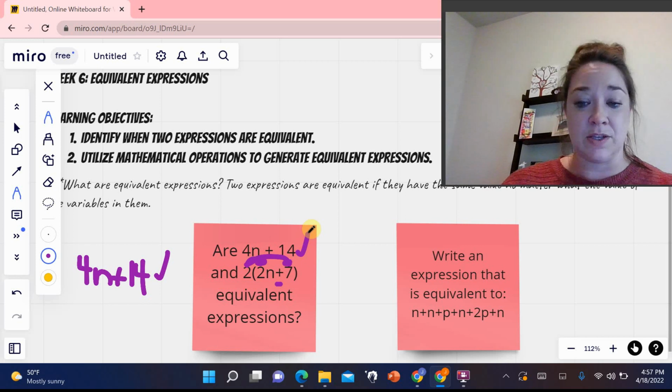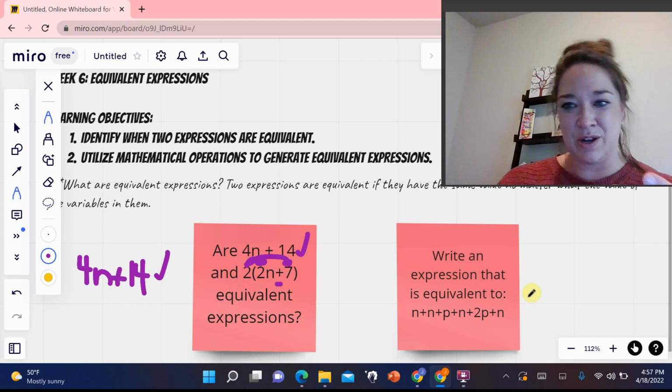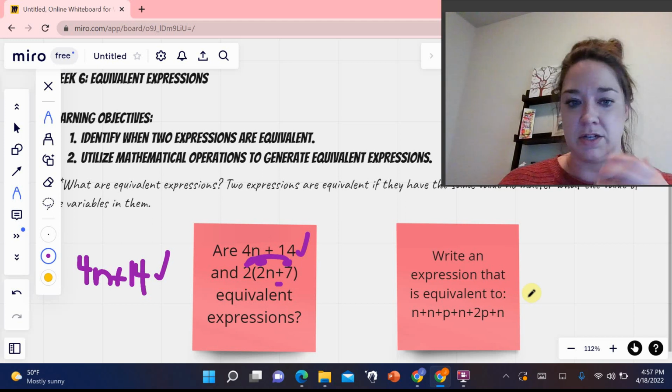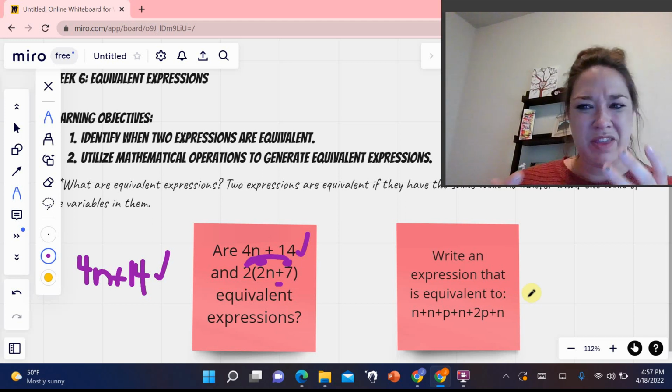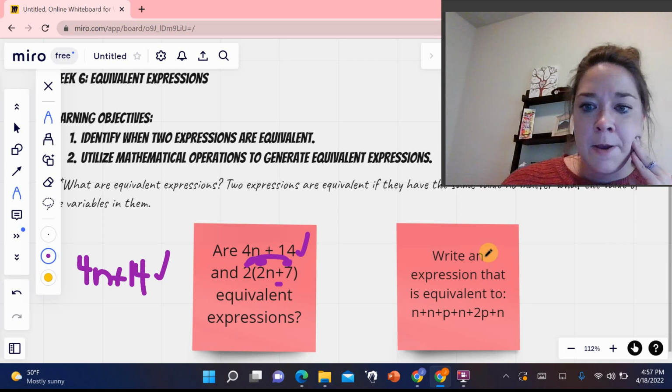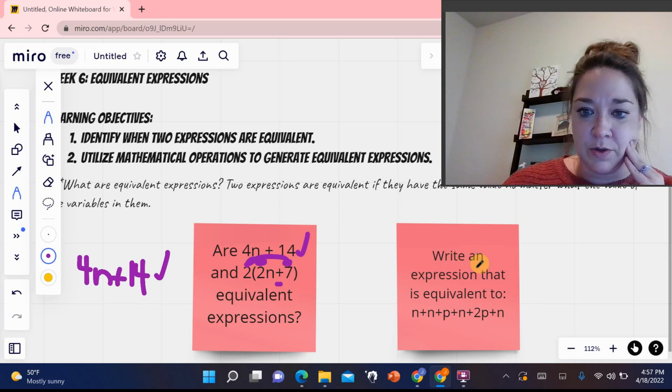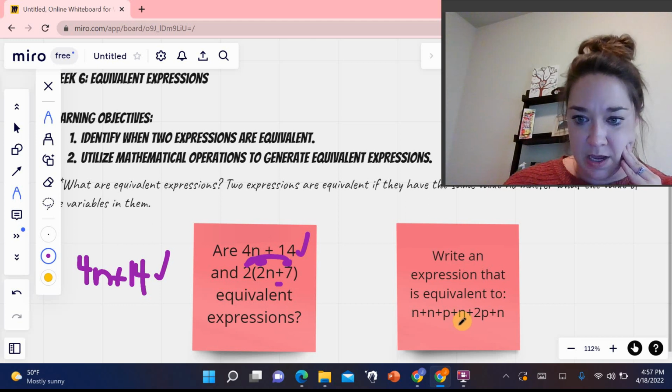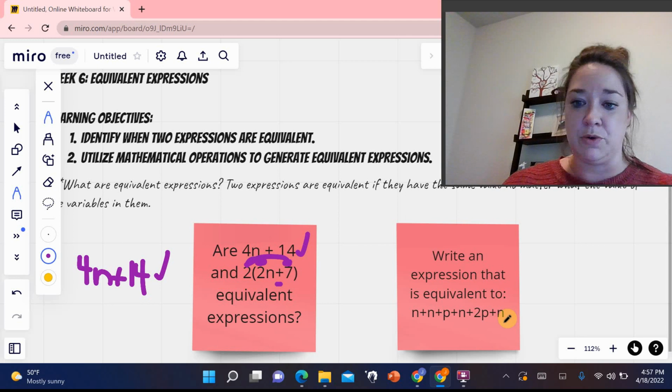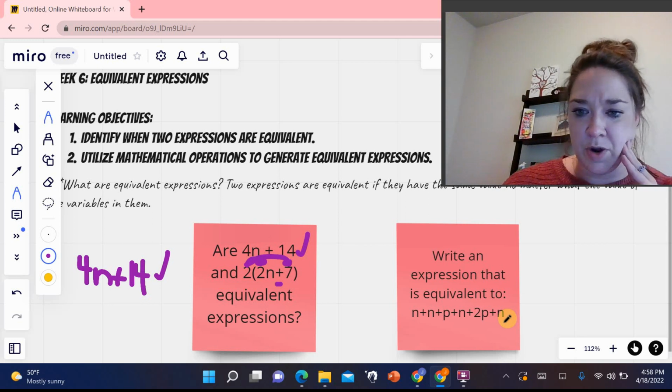That's one way. So another strategy that we'll look at with my other sticky note actually helps me identify when they're equivalent and then also write or generate an equivalent expression. So both of these strategies kind of help me with both objectives. I'm asked to write an expression that is equivalent to n plus p plus n plus 2p plus n. And so we'll use the terminology. We're going to combine like terms, which is really helpful when it comes to simplifying an expression or just writing it in a different way.